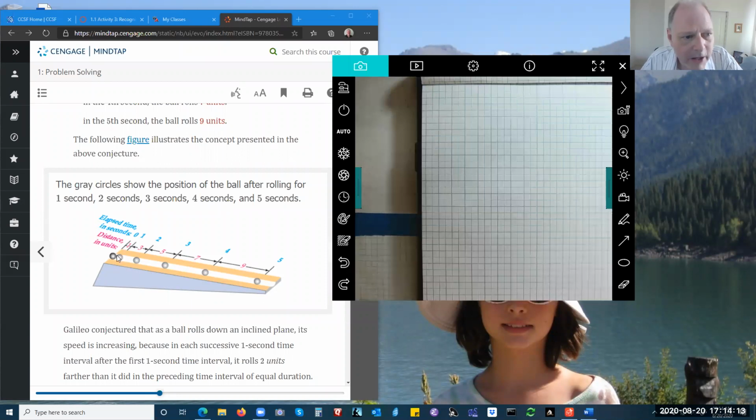So the ball rolled 1 unit of distance in the first second, and then in the second second it rolled 3 units of distance. And so in the first 2 seconds together it had rolled a distance of 4. And then between the second second and the third it went a distance of 5, so now the total's up to 8.